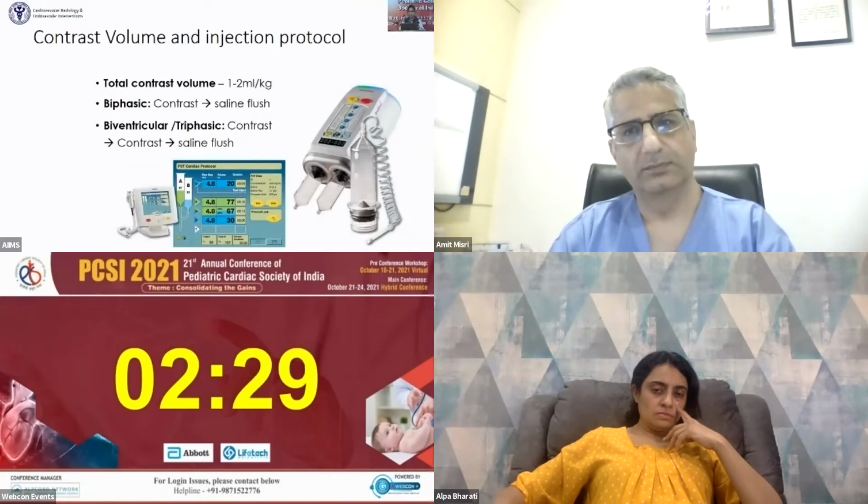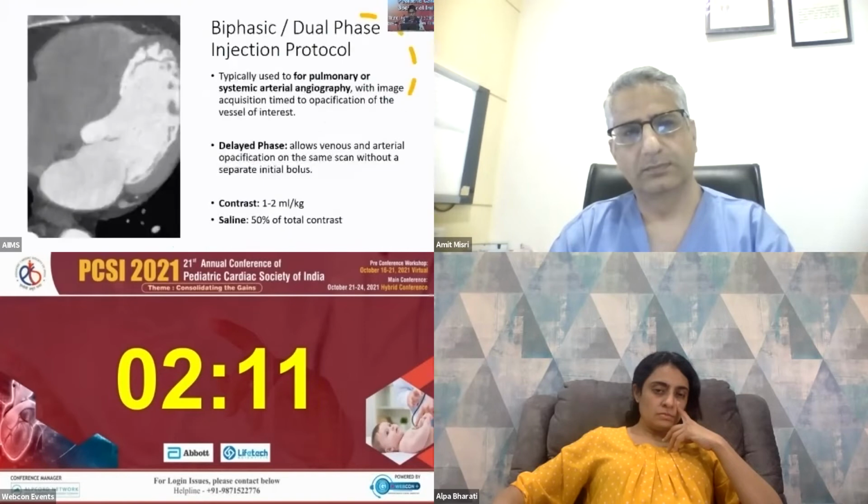We do not exceed, as far as possible, more than 2 ml per kilogram. What we use is a biphasic contrast injection, wherein we give the contrast followed by a saline flush of 50% lesser volume. And in certain cases, we do also use triphasic injection.